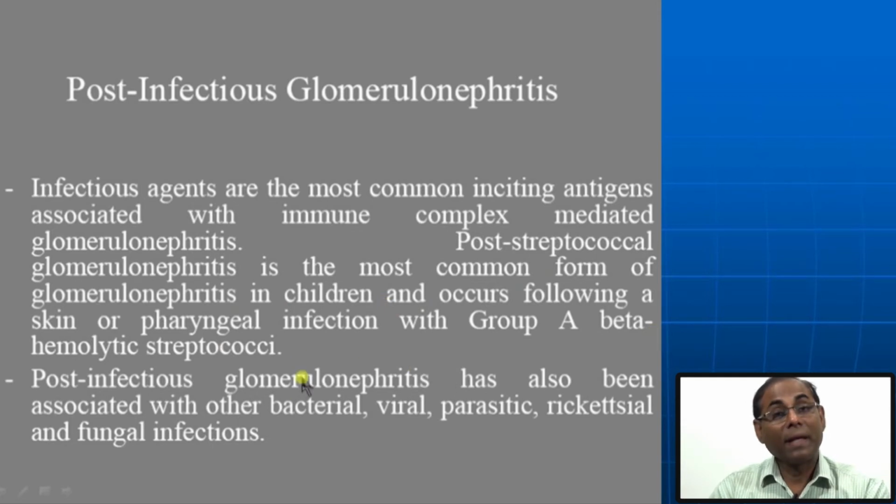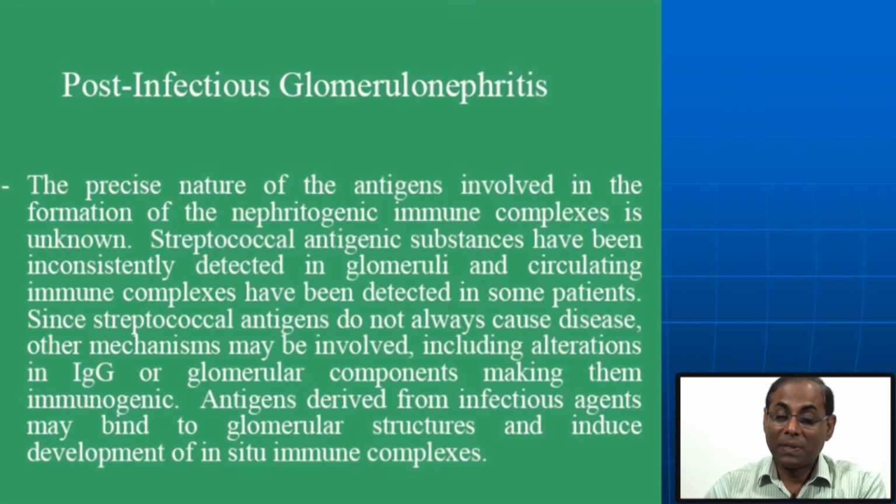Now, poststreptococcal is the commonest, but I have used the term post-infectious glomerulonephritis, so it includes streptococcus along with other infections. You have to realize that infections other than streptococci are also increasing in incidence. So, there may be other bacterial, viral, parasitic, rickettsial and fungal infections that can also give rise to this post-infectious proliferative glomerulonephritis. Now, the precise nature of the antigen involved in the formation of this nephrogenic immune complex is unknown.